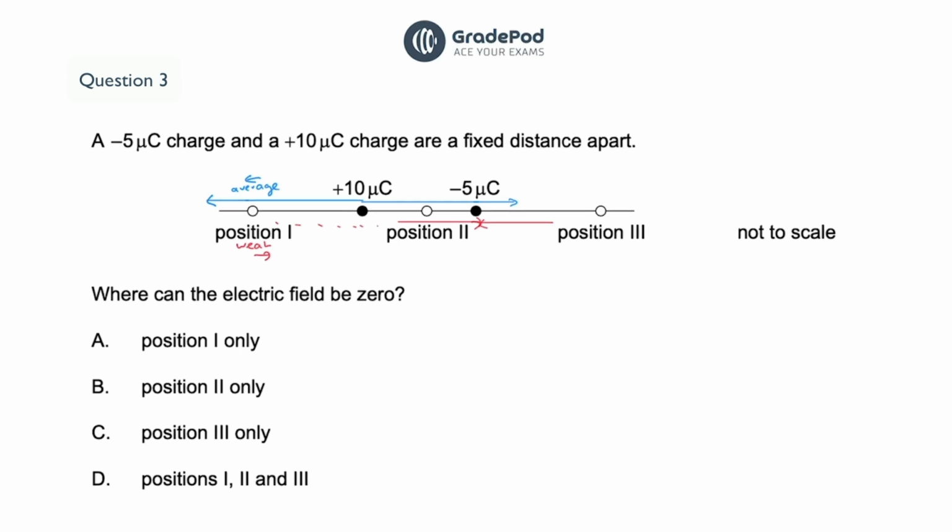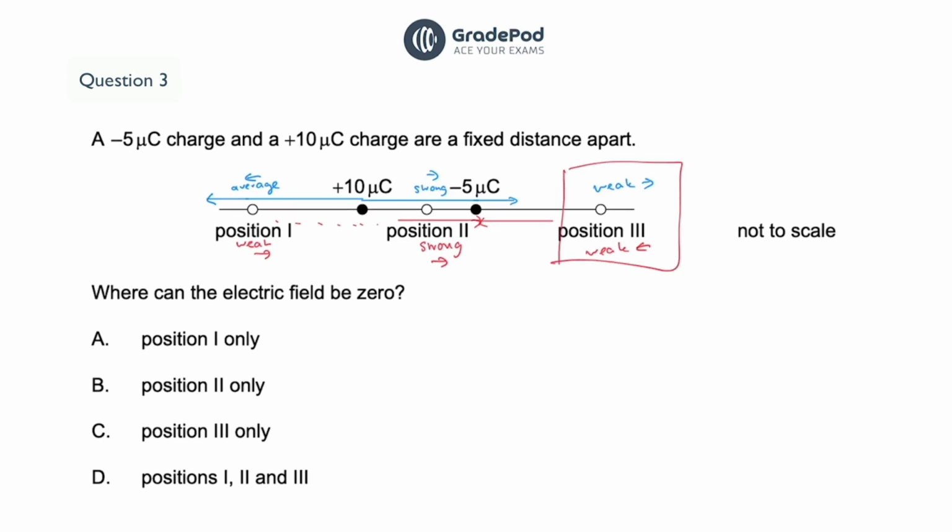We'd feel quite a strong force in that direction, and it would also feel a strong force in that direction too. Finally, in position 3, it would feel a weak force in that direction and a weak force in that direction. The position where it's most likely to average out to 0 or add to 0 is position 3. This would be very strong in that direction, and this would be probably stronger in that direction. So I'm going to say it's C, position 3 only.